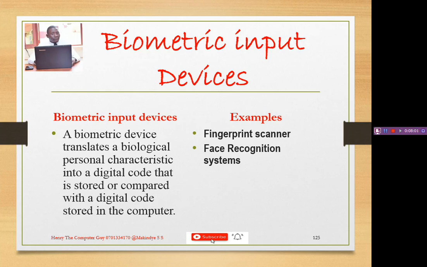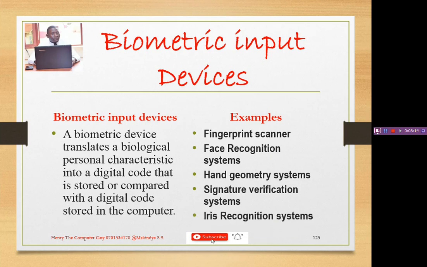They scan the entire face. Then we have the hand geometry systems. They scan the entire hand of the person. Then we have the signature verification, which is specifically used to verify someone's signature. Then we have the iris recognition system, which is specifically used to scan the iris of the eye.